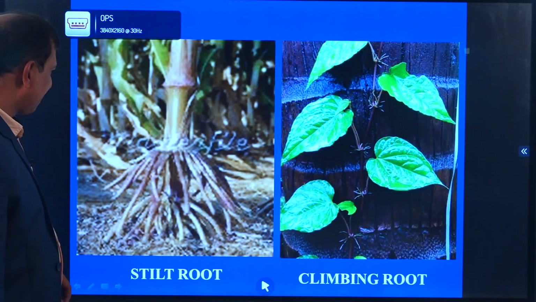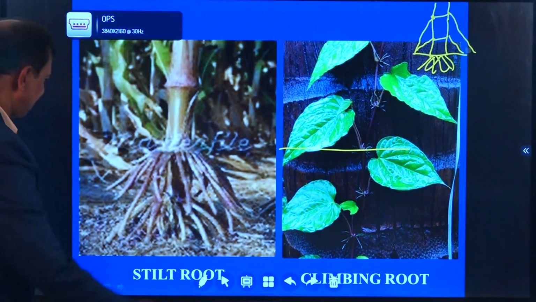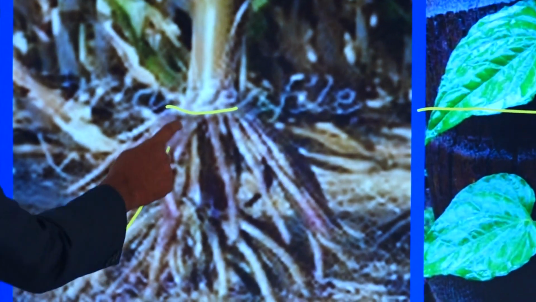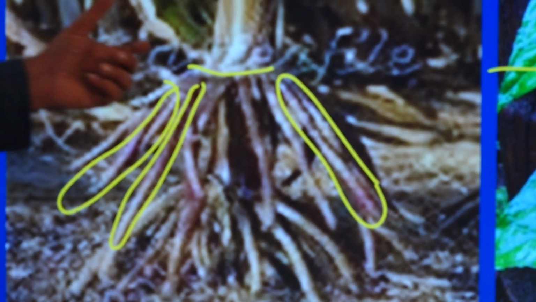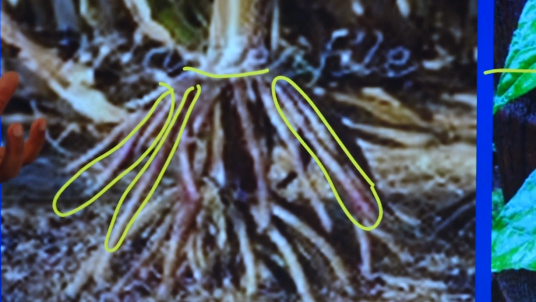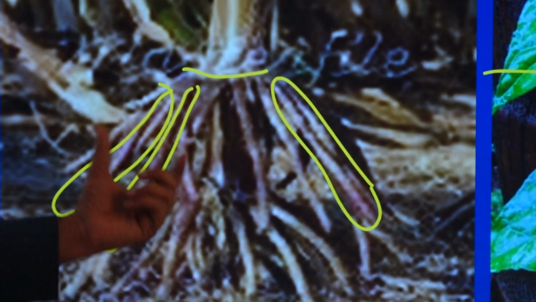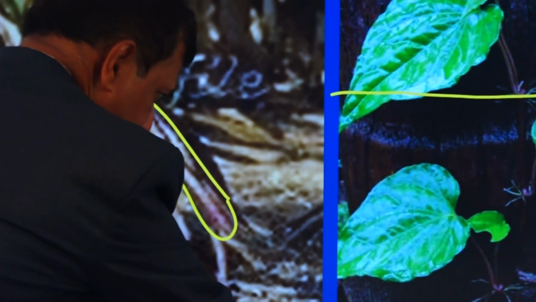Say for example, here this is the main plant, and these are the stilt roots from the lower nodal portion. These stilt roots provide mechanical support to the main plant. When the plant has produced a tassel, the tassel is going to bend the entire plant body during wind current. These stilt roots avoid the bending or breaking of the main plant body. Thus, they give mechanical support.